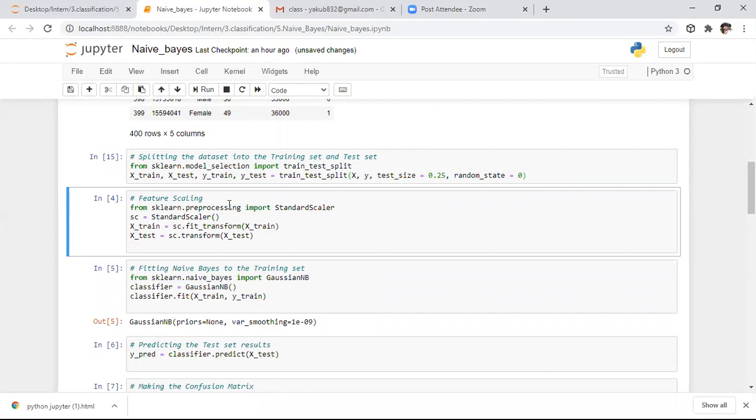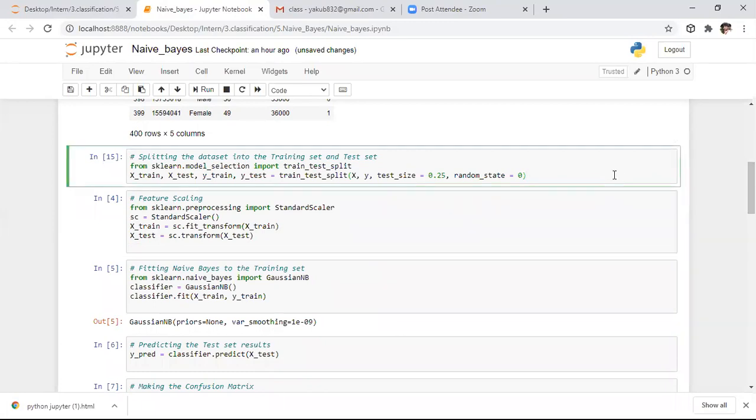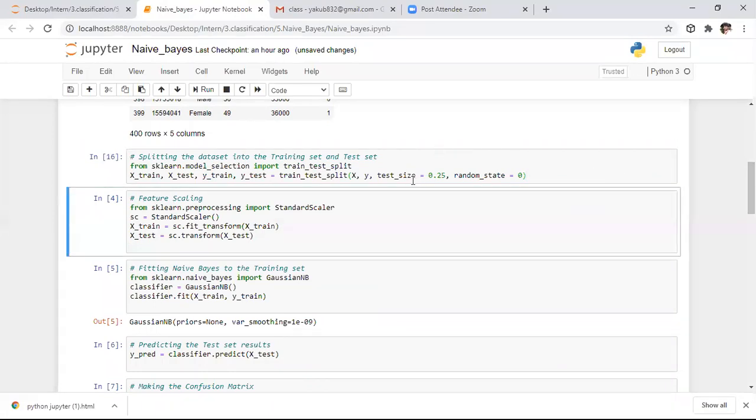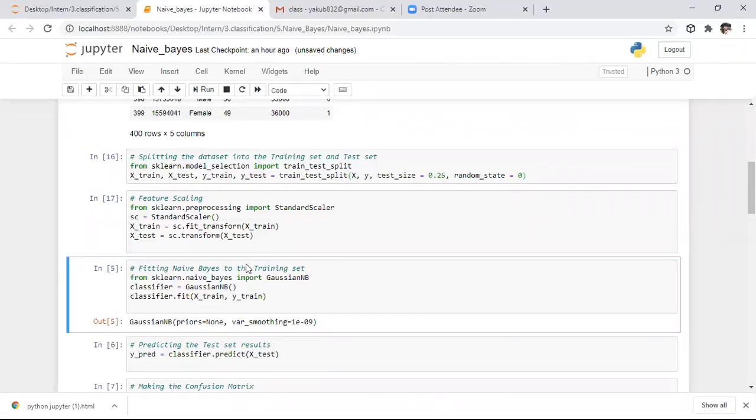So here we divided our data set in the form of training and test set. After that, we performed feature scaling to perform visualization in a faster manner. After that, we need to import the model. From the naive Bayes family, we need to import the Gaussian naive Bayes model. After that, we need to create an object of that class. Here I'm not specifying any parameters, so directly I'm fitting this model.